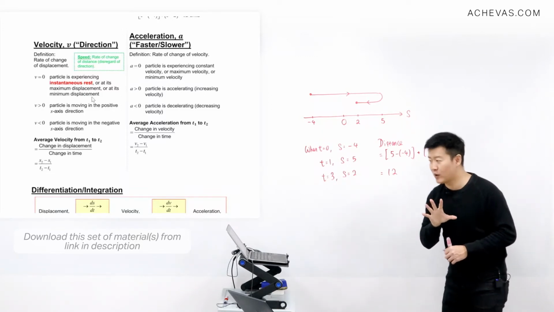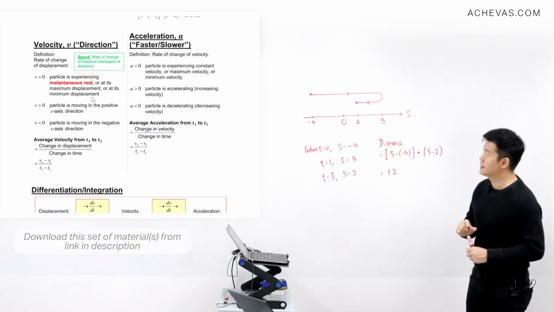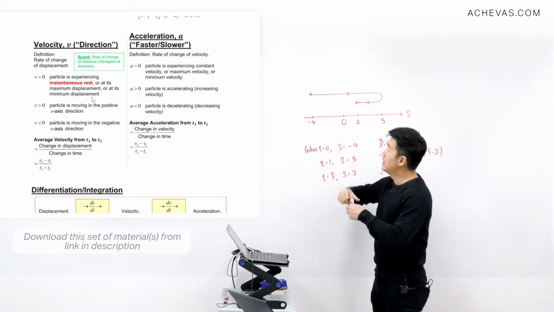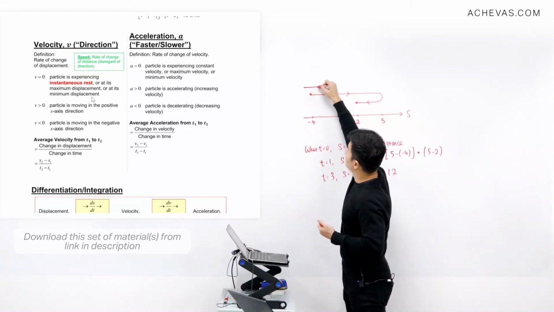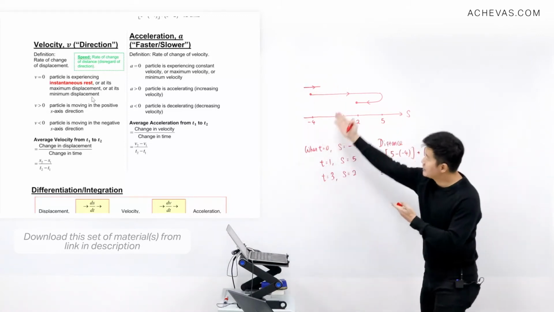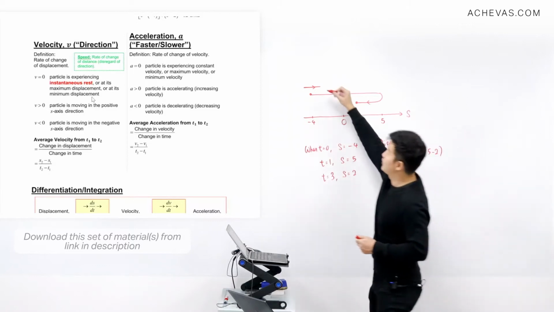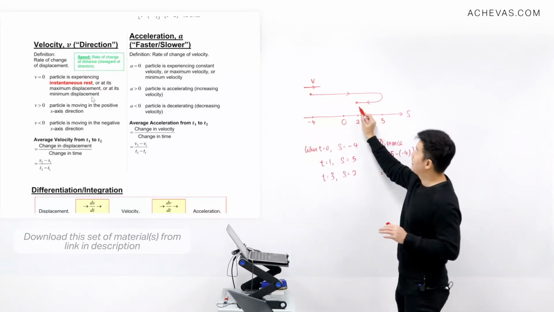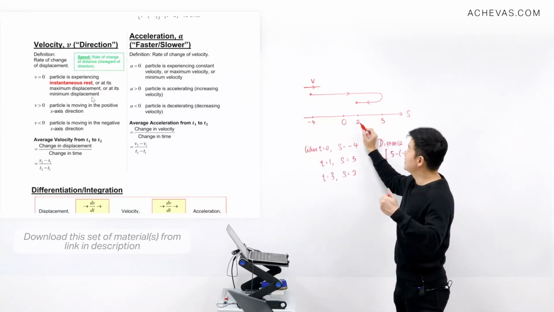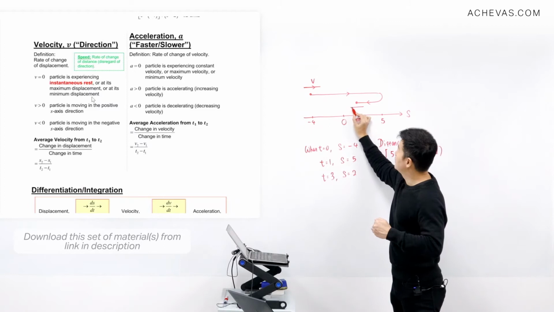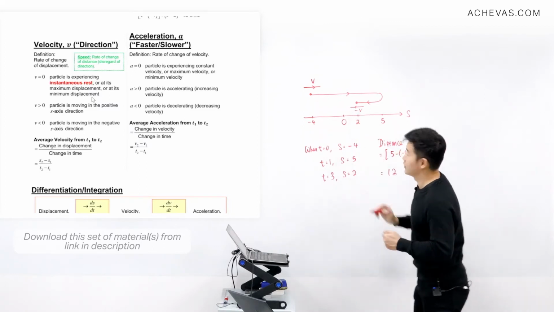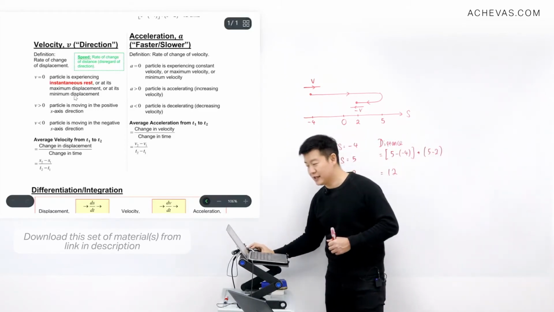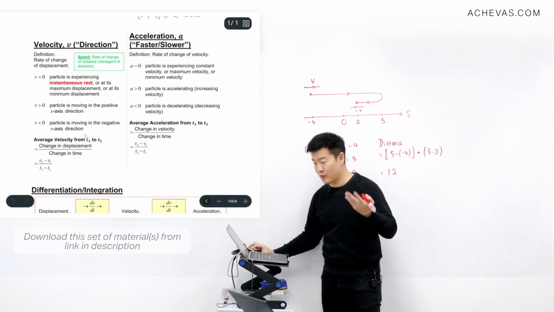Okay, and one thing that I want you to be clear about is it is possible that the particle is at a negative position, when s is negative, but it's experiencing a positive velocity. Okay, negative position, positive velocity. So v is positive here. And it is also possible, if you look at this same example, when the particle is at a positive position, the displacement is positive too, but the particle is experiencing a negative velocity because it is moving in the negative s direction.